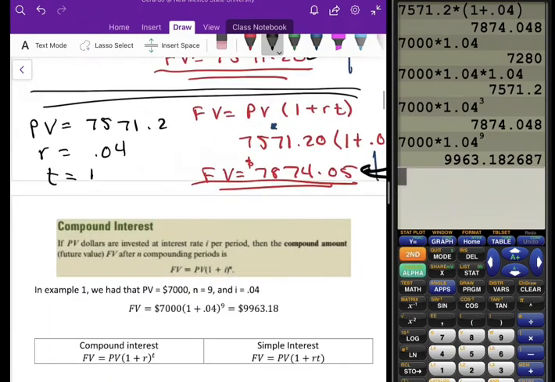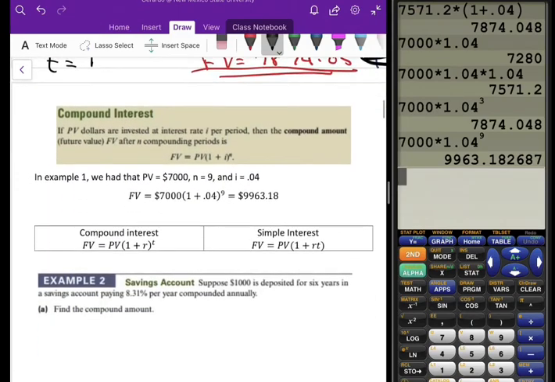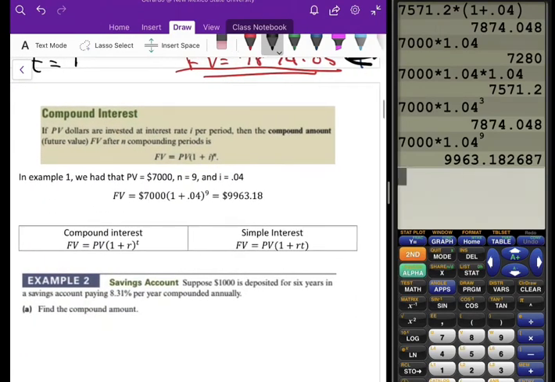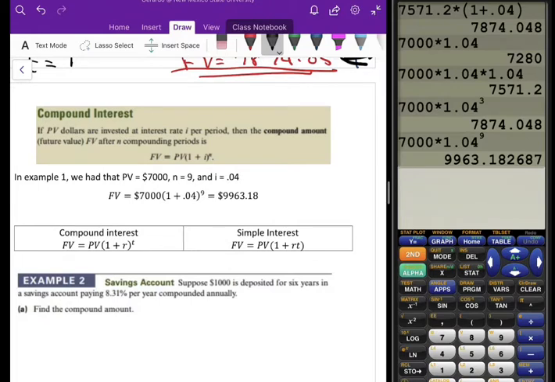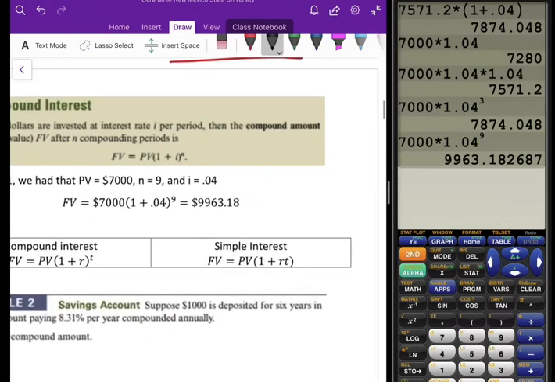Now, this is a little bit too complicated, too hard to memorize how many powers and all that. So there's a formula for this. This is known as the compound formula. The compound formula states that if PV dollars are presented at interest rate i per period, then the compound amount, future value, after n compounded periods is this. But I don't like it like that. So let's rewrite this formula again.